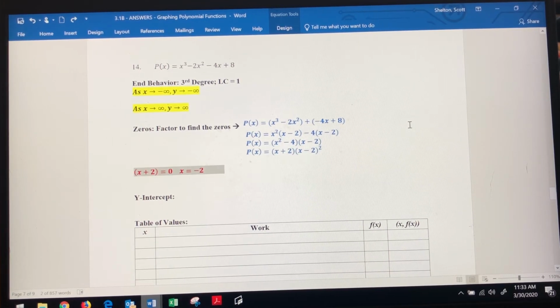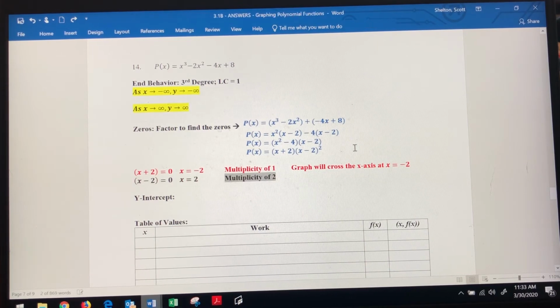So the first one, x plus 2, gives me a 0 of -2. This factor only occurs the one time, so it has a multiplicity of 1. So the graph will cross the x-axis there at -2. The second factor, though, occurs 2 times, an even number of times. That gives us a 0 of +2, a multiplicity of 2. So at that point, the graph's going to bounce off the x-axis.